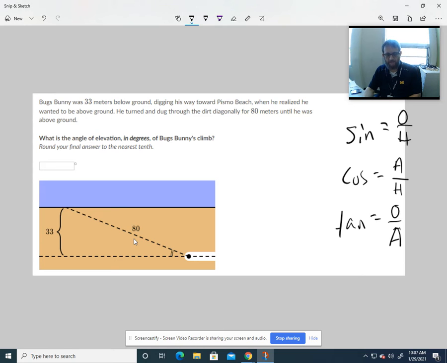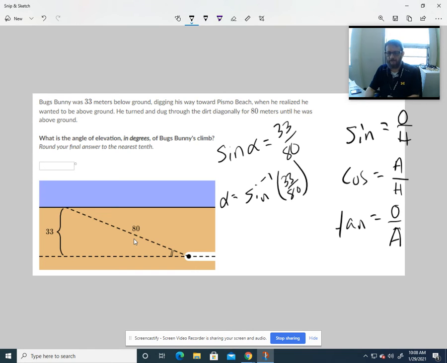Here we have the opposite side, it's away from the angle, and that's the hypotenuse. We're using sine. So the sine of the angle we want, call it whatever you want, we'll call it alpha, is equal to 33 over 80. And now this is that sine inverse button.